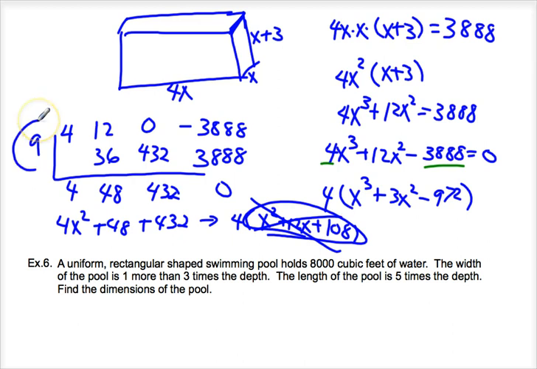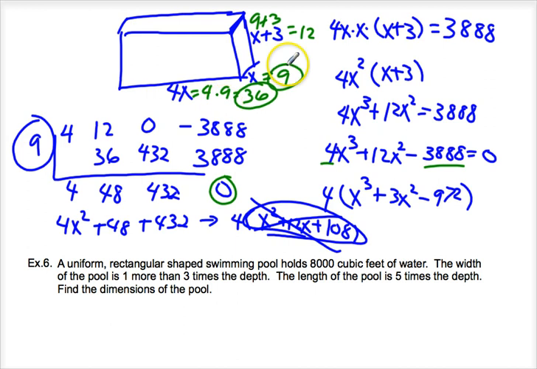I'm interested in the fact that 9 worked. I only really wanted one real solution anyways. 9 worked. It gave me 0. So x is 9. So the width is 9. The height is 9 plus 3, 12. And then the length is 4 times 9, 36. So there's your 3 dimensions.